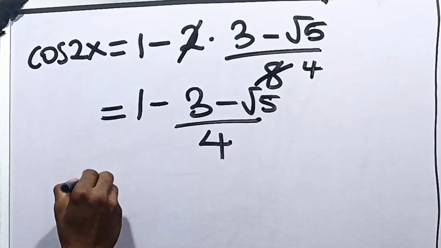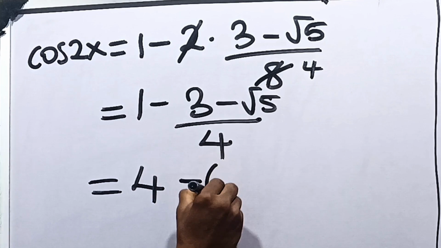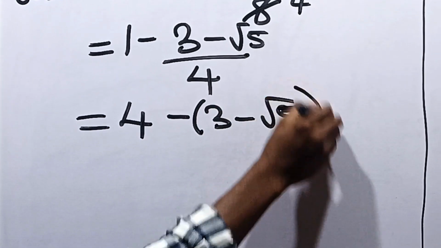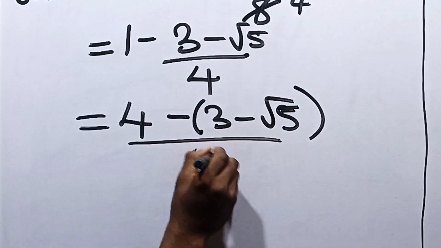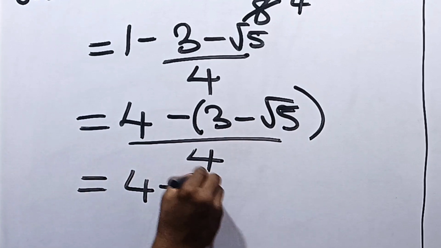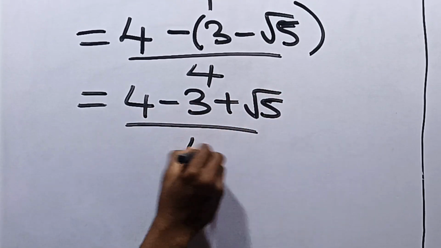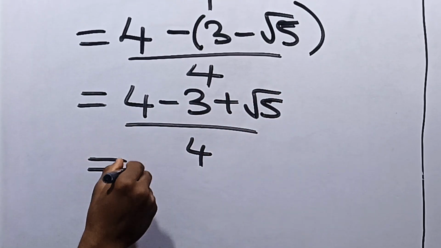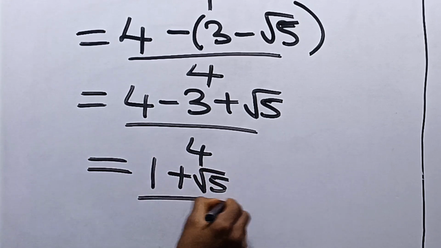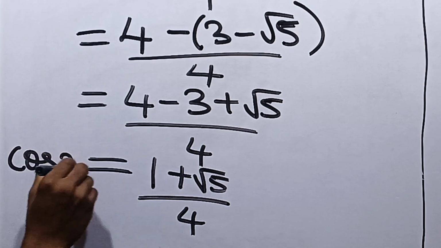Now, this one can be expressed as 4, minus 3 minus root 5, and then we have all over 4, okay? Now, this is equal to 4 minus 3 plus root 5 divided by 4, which is equal to 1 plus root 5 all over 4. Okay, this is our cos 2x.